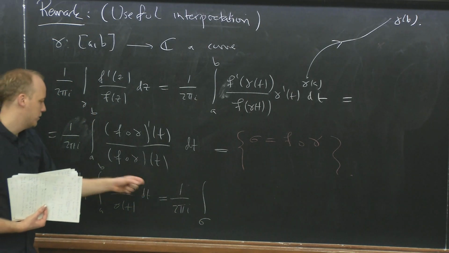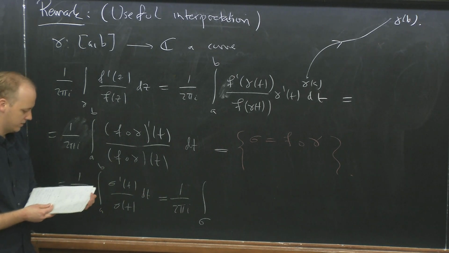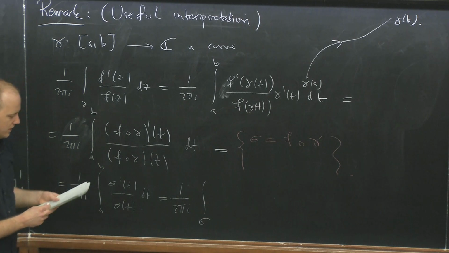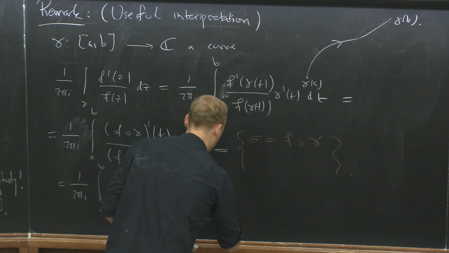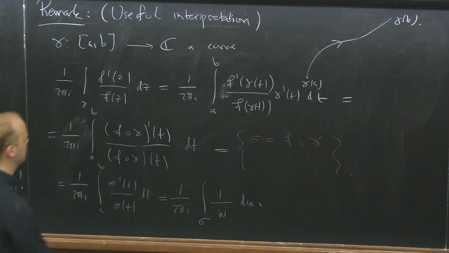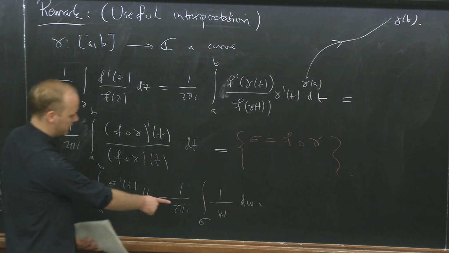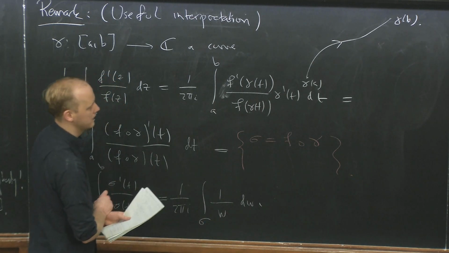So if you just go backwards in the definition, 1 over z, exactly, or 1 over w, dw. I will choose this later. That is correct. So it's equal to this integral over sigma.